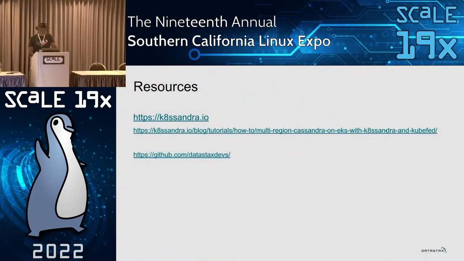And with that, if you want to head over to k8ssandra.io, it has pretty good docs, actually. Surprisingly, for something which is pretty technical, it's pretty straightforward to install, whether you want to install on Minikube, on Kind, or really anywhere, you can do that. I myself wrote a blog about multi-region Cassandra on EKS, so you can take a look at that using KubeFed. It essentially goes through the same demonstration that I did today.